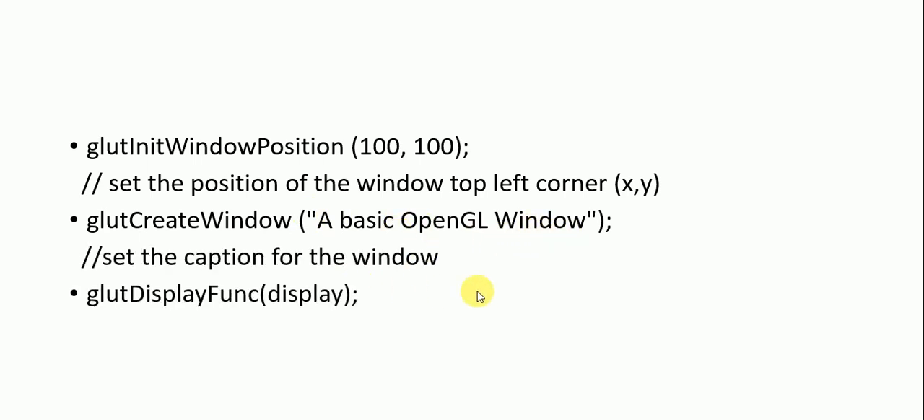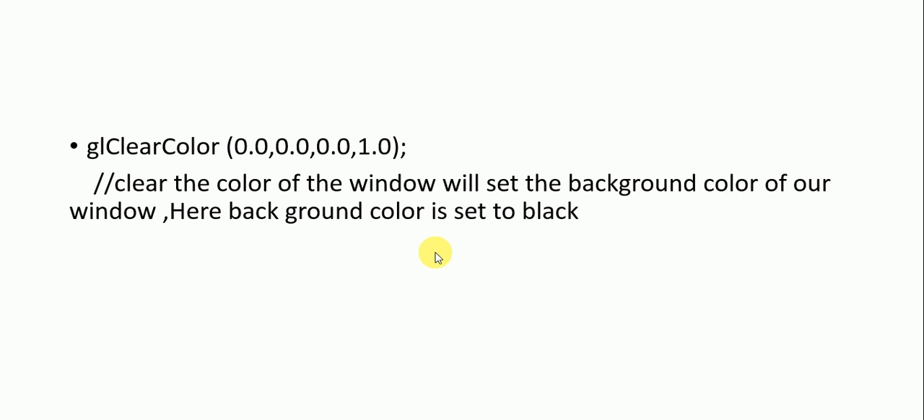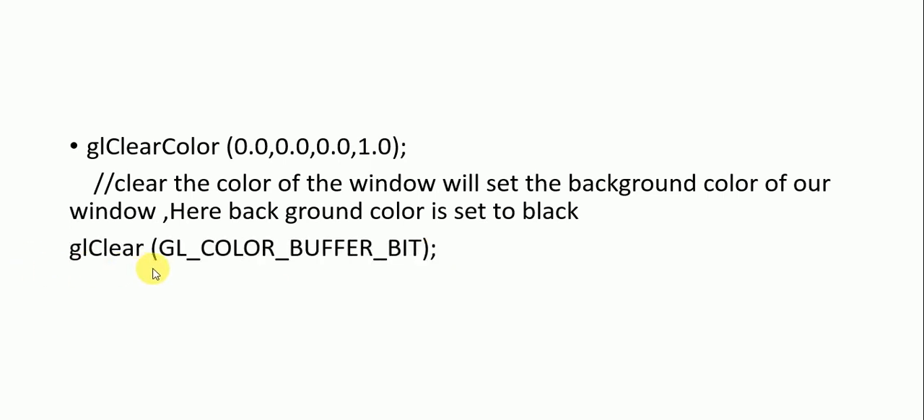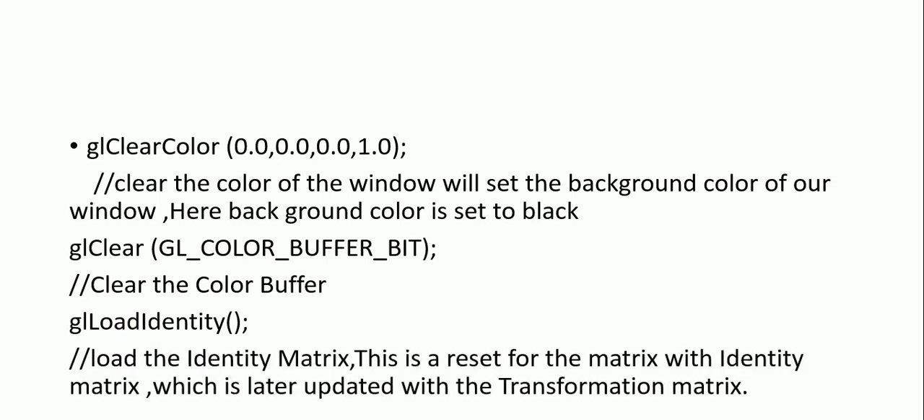So this is a function, and glutDisplayFunc will call the display function, which will display all the functions that are to be displayed. And glClearColor and glClear: the background is cleared, and it will select the color. glLoadIdentity will select the identity matrix. It will refresh, and it will reset the matrix to the identity matrix.